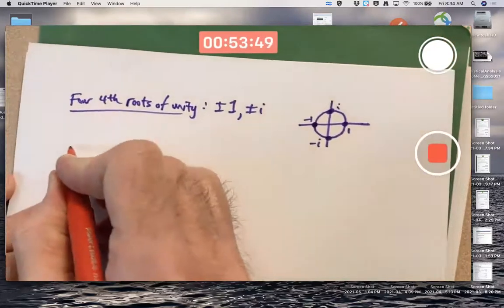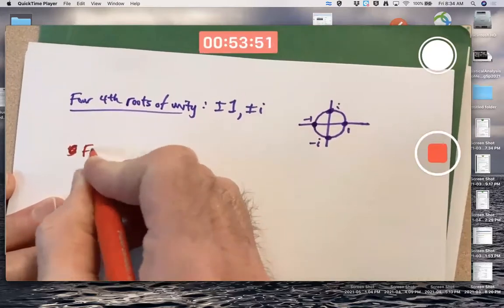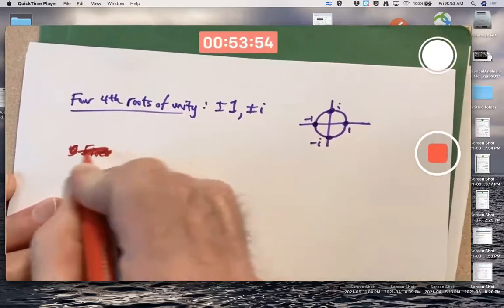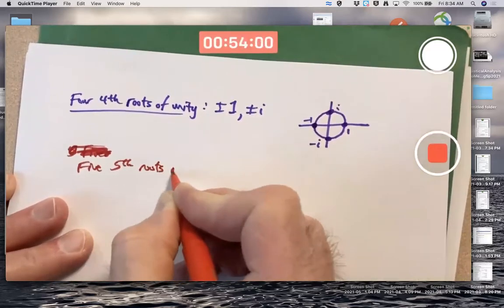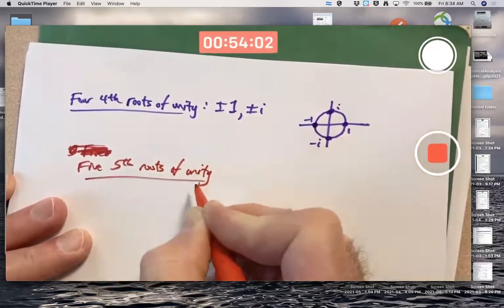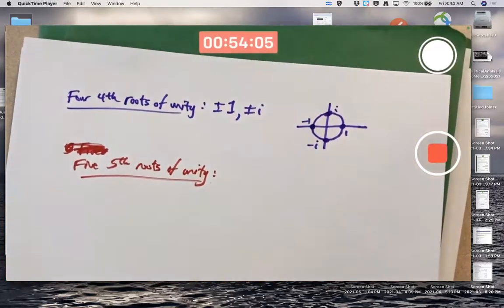There are 5. Is the pattern becoming clear here yet? There are 5 fifth roots of unity. What are they? If we believe the pattern continues, well, certainly 1 is one of them. They should all be on the unit circle, and they should be equal angles apart.